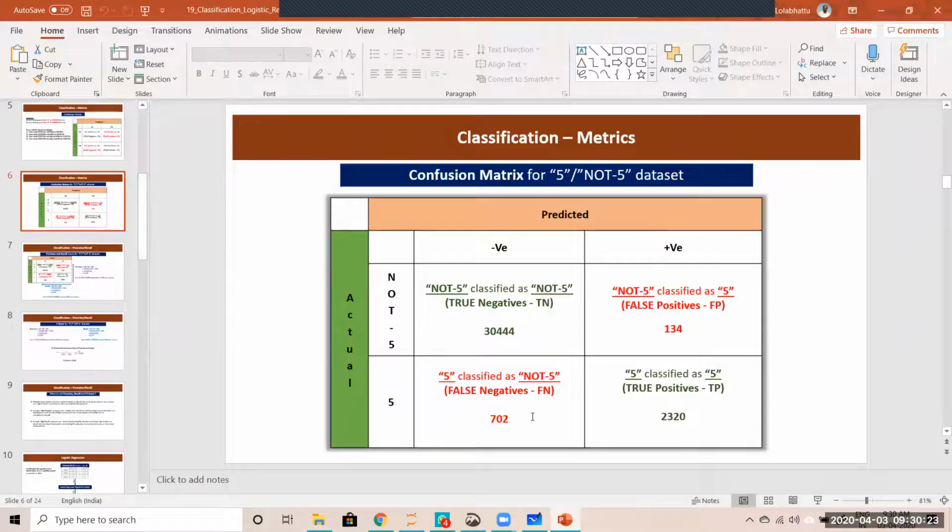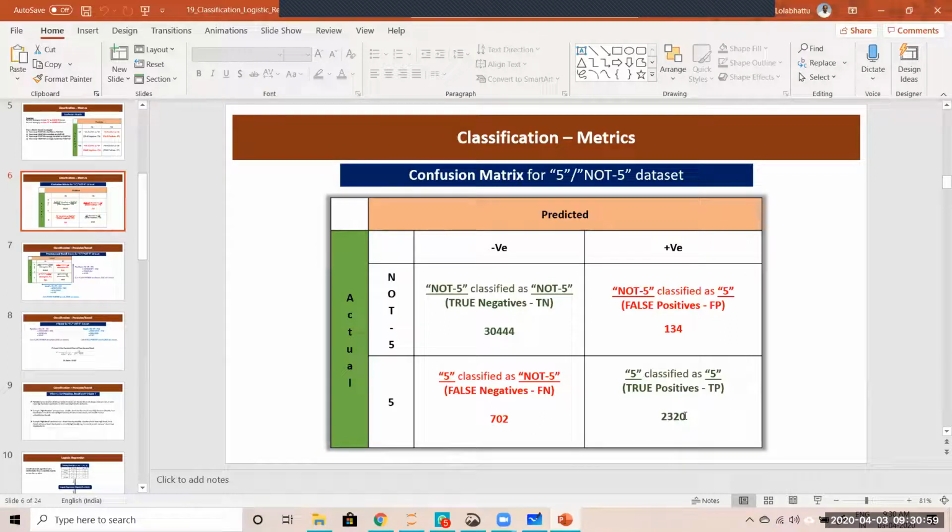So this is the confusion matrix, right? This row shows all the positives. Here it shows 702 positive records are there in the data set, right? Sorry, not 702. 702 plus 2320, around 3022 records are positive in the data set, right? Out of which 2320 records it predicted correctly.